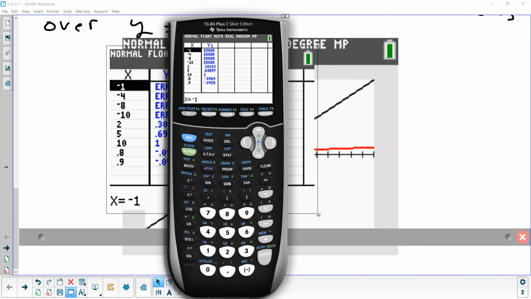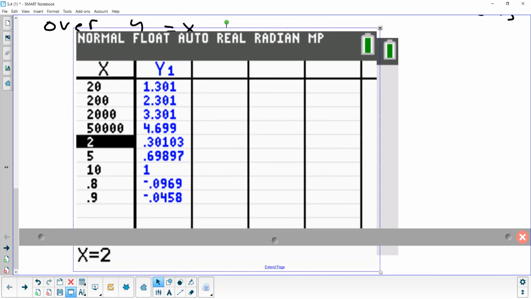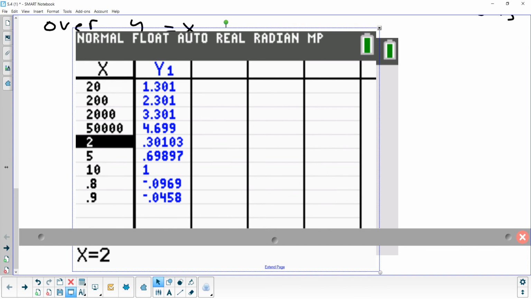All right, so watch what happens if I plug in, say, 20. Then I'll plug in 200, plug in 2,000, and then I'll plug in 50,000. Look at how slowly the y values are growing. When I let my x value go all the way to 50,000, my y value was only about 4.7. So think about that. You've gone all the way to 50,000 on the x-axis, and you've only gone up less than 5 units. So logarithms grow extremely slow. They grow just as slow as exponential functions do fast, because they're inverses.